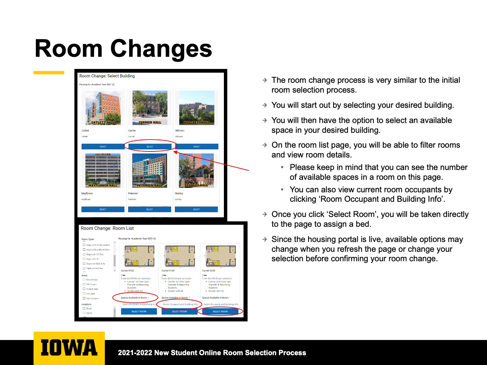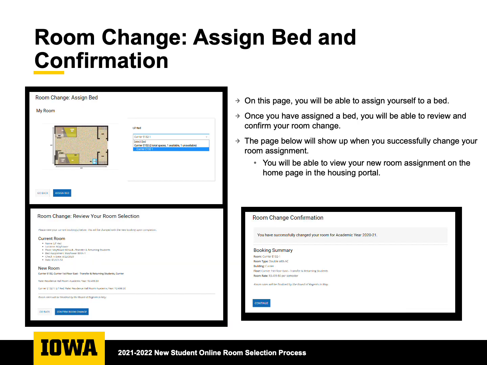You will start by selecting your desired building and click Select Room to assign yourself to a bed. After assigning yourself to a bed, you will be able to review and confirm your room change. The page below will show up when you have successfully changed your room assignment.